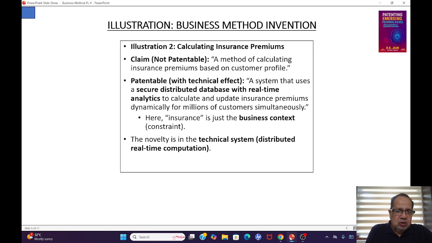Now this again would not be patentable because it's just a method of calculating insurance premiums depending on the customer profile, which would qualify as an ordinary business method. But how do we introduce a technical effect?